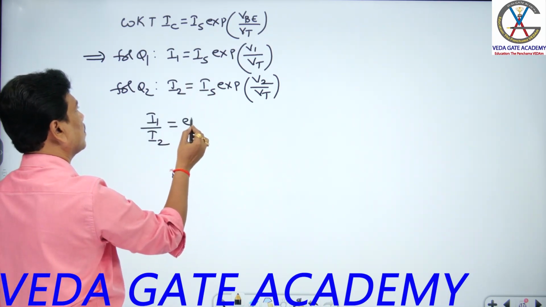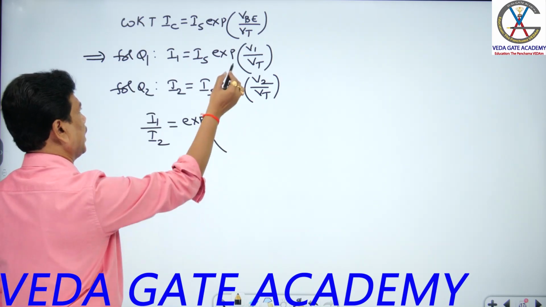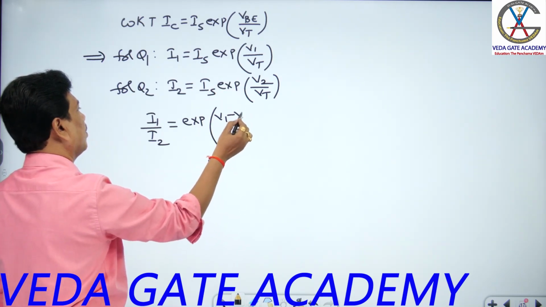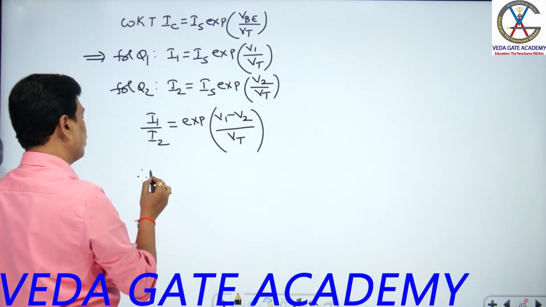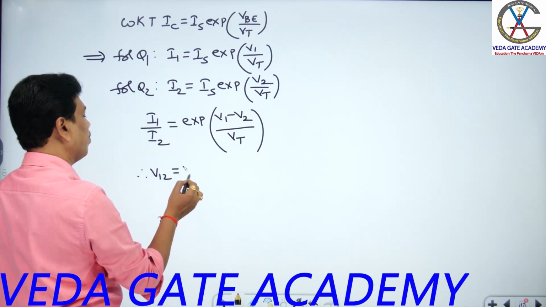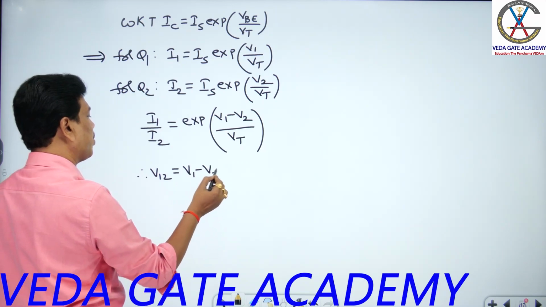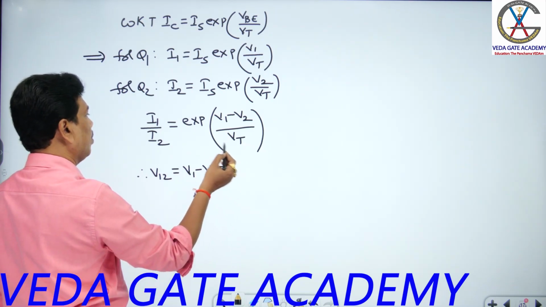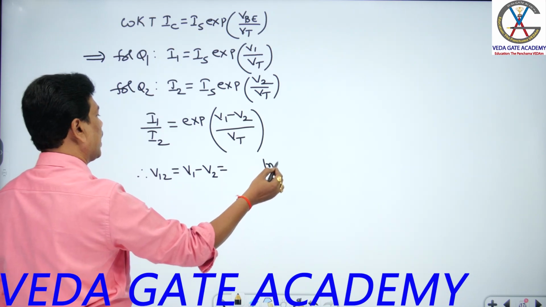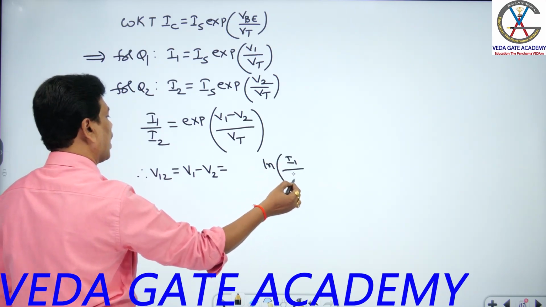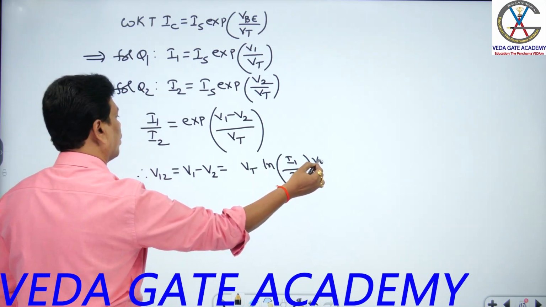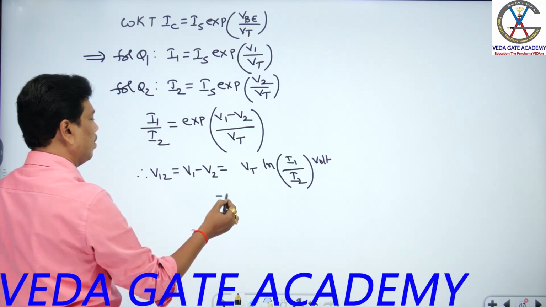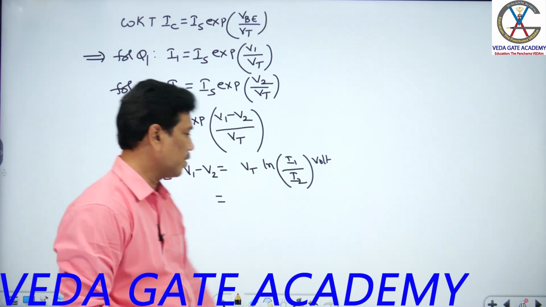I_S cancels, students. Exponential of (V1 minus V2) by VT. Therefore, V12 equals V1 minus V2, which equals ln of (I1 by I2) into VT. I got the formula.